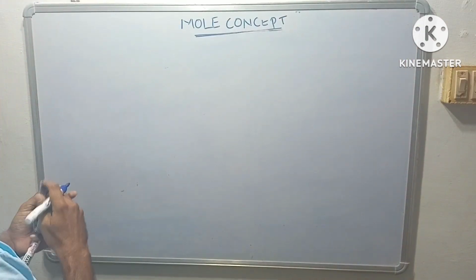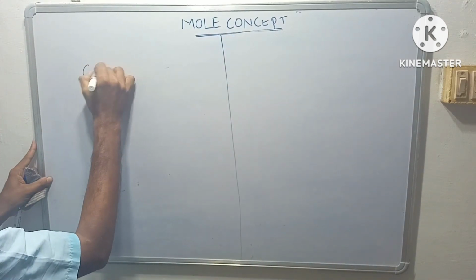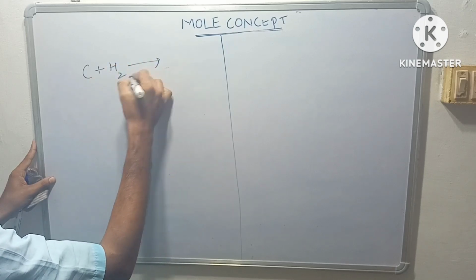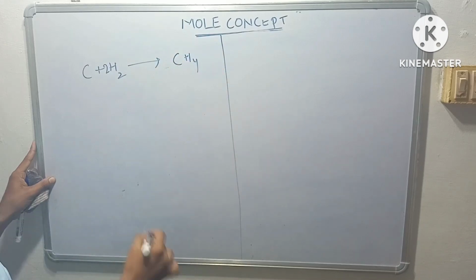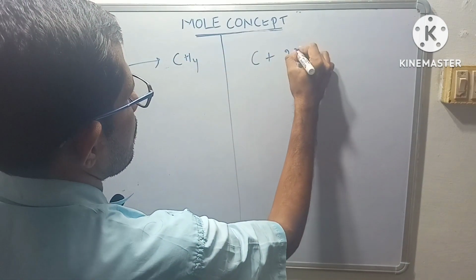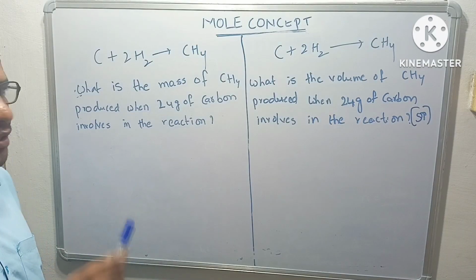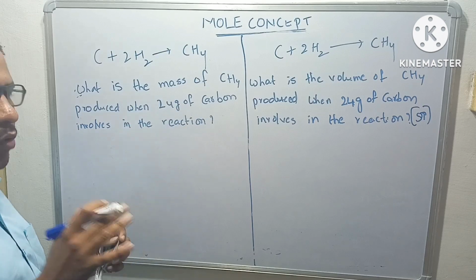Take two problems. I am going to take one problem: C plus 2H2 gives CH4. You also say C plus 2H2 is raised to CH4. I'm going to solve this question for you, then you will get a clear idea about molar volume.